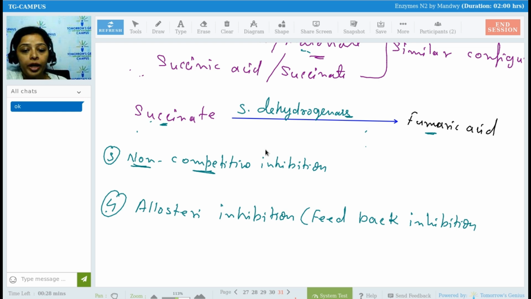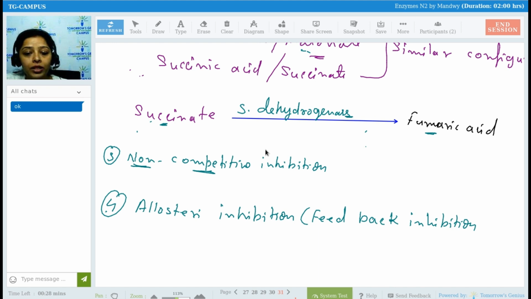So this feedback inhibition or allosteric inhibition, before we move to that, first we need to know what an allosteric enzyme is. If the enzyme has an allosteric site along with the active site, the chemicals will bind to this allosteric site and inhibit the chemical reaction. If the inhibitor is binding to that site, then it will stop the reaction.